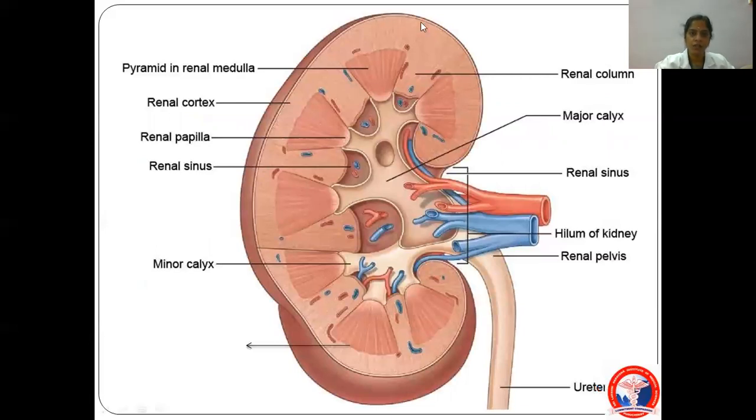See here, this is the outer cortex. This is the renal sinus. This is the outer cortex. These are the pyramids in the medulla. This is the renal sinus. So you can see the cortex extending in between the pyramids. This is cortex, this is medulla.